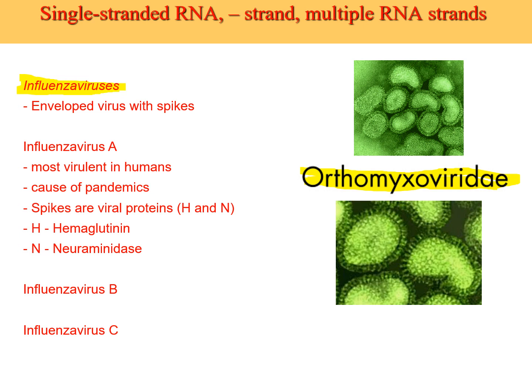The spike proteins are proteins coded for by the virus, and are H and N. That's the main name for the virus proteins: H standing for hemagglutinin, and N standing for neuraminidase. These are the proteins found on the surface envelope, and they are involved in attachment and progression of the infection into a cell. The genes coding for these are actually highly mutable.